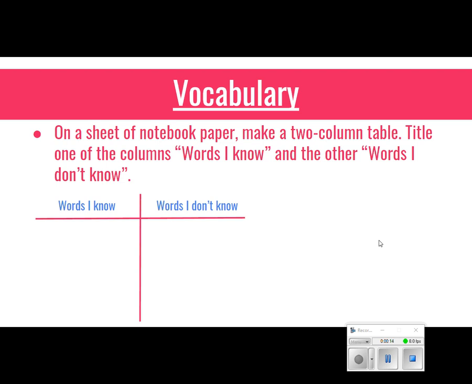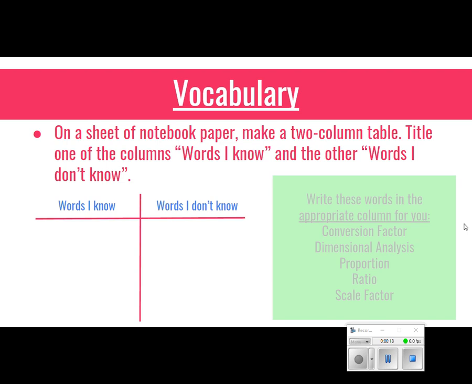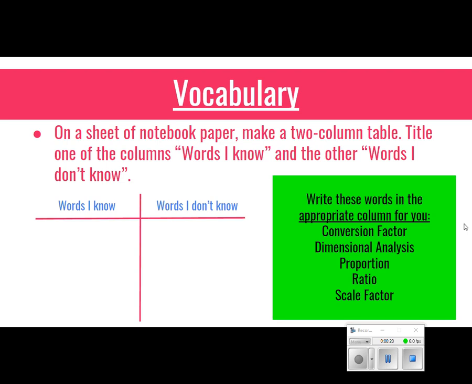Alright, we're going to go back to the vocabulary, the words I know and the words I don't know, and here are your vocabulary words for today. Conversion factor, dimensional analysis, proportion, ratio, and scale factor. Which ones are the words you know, and which are the words you don't know?